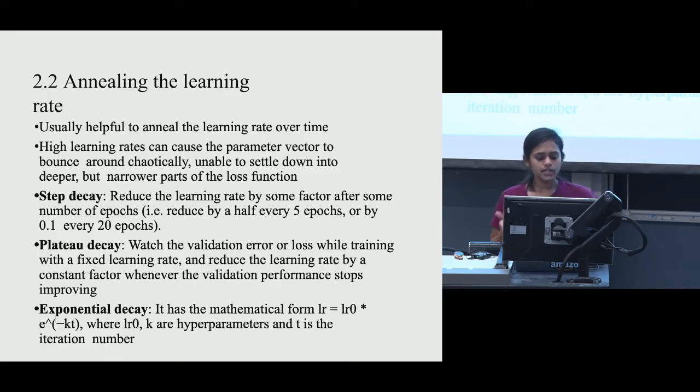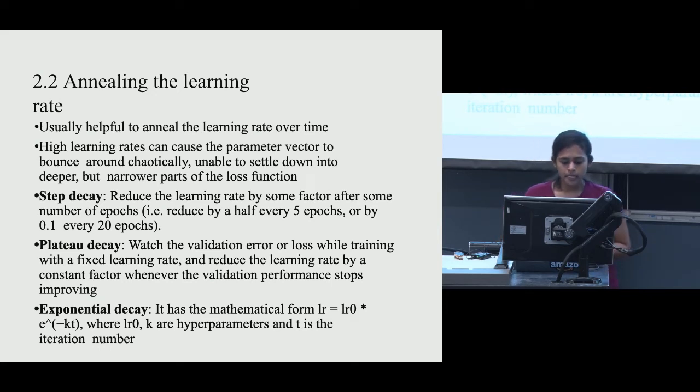You can do different kinds of learning rate annealing. The first one is step decay, where you reduce the learning rate by some factor after a given number of epochs. Say you have something like, after every 5 epochs, multiply my learning rate by probably 10 to the power minus 1, or something like that.